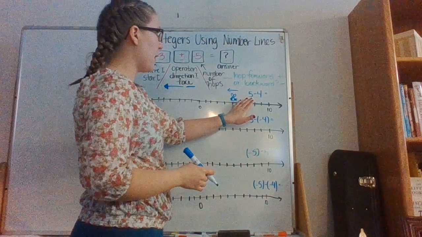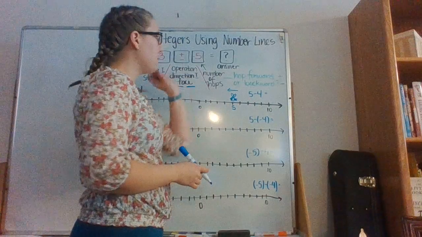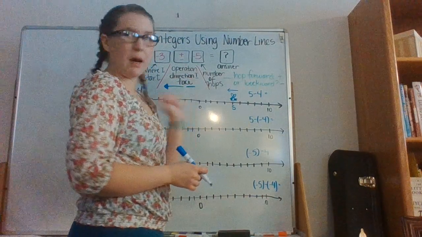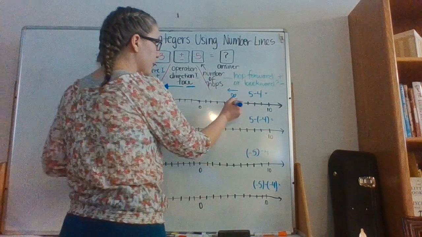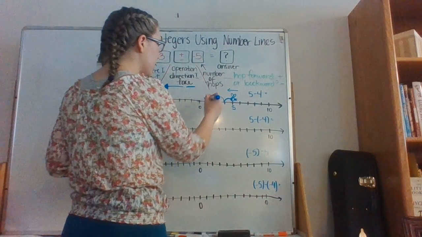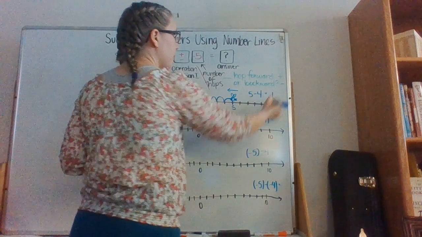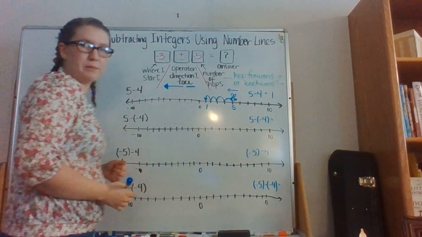So I have a positive 5 minus positive 4. Because it's a positive 4, I'm going to be hopping forward. I'm facing this way, so I hop 1, 2, 3, 4, and I land at 1, which I knew. 5 minus 4 equals 1.